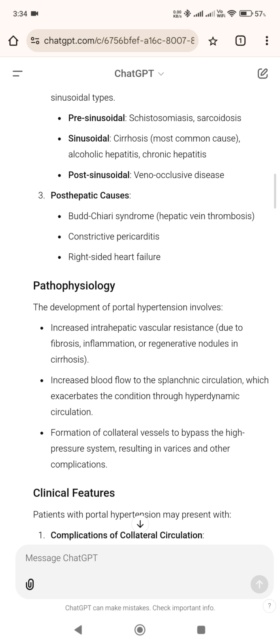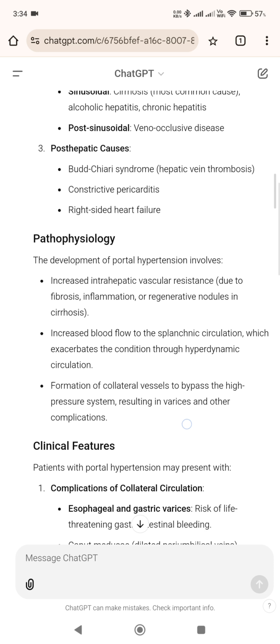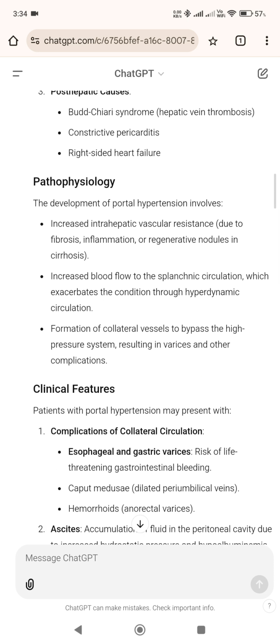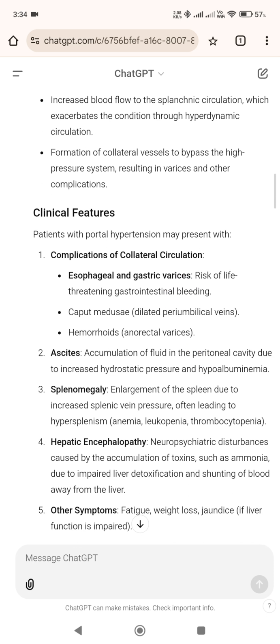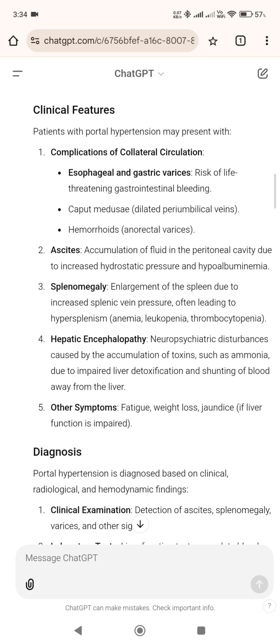Clinical features. Patients with portal hypertension may present with: 1. Complications of collateral circulation: esophageal and gastric varices, risk of life-threatening gastrointestinal bleeding, caput medusae, dilated periumbilical veins, hemorrhoids, anorectal varices. 2. Ascites: accumulation of fluid in the peritoneal cavity due to increased hydrostatic pressure and hypoalbuminemia.